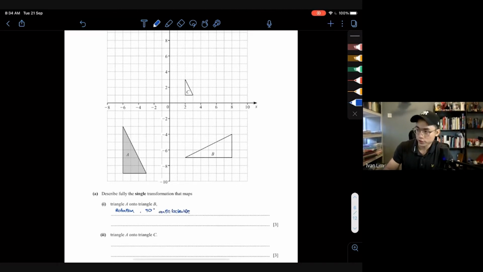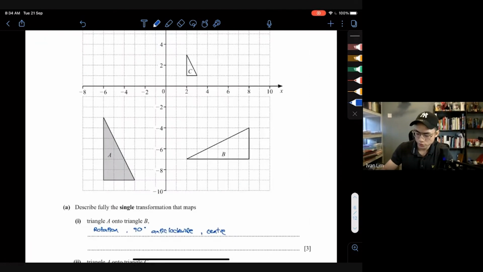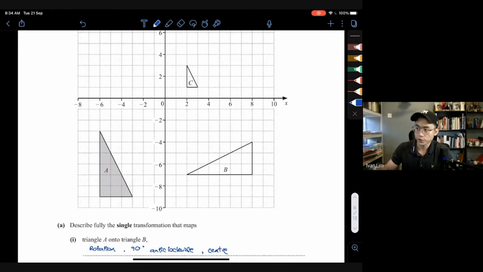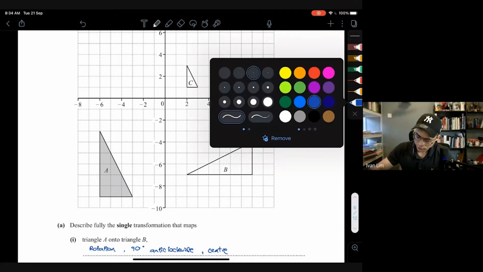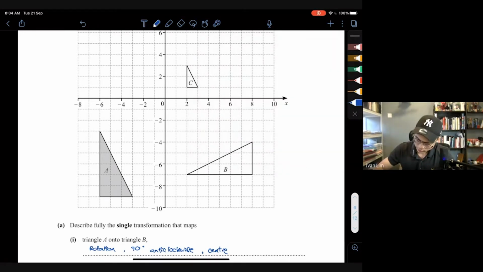Then you need to find your center, right? Don't always assume that it's (0, 0). What was the method that I taught you? Connect two of the points, draw the perpendicular bisector of the two lines, and then you see where it intersects. So let's take this point and this point here. These two are the same points.